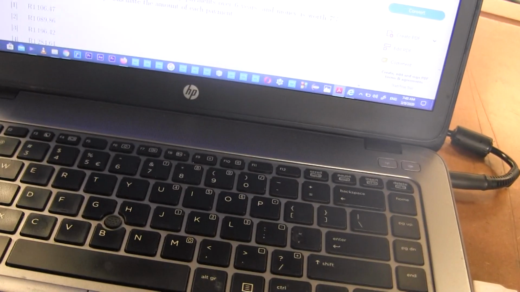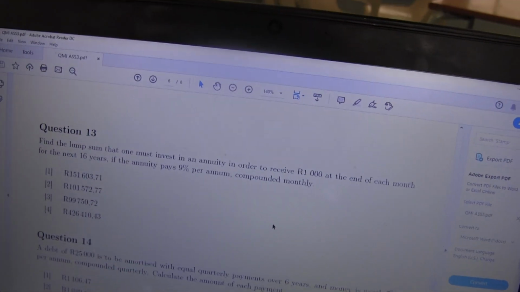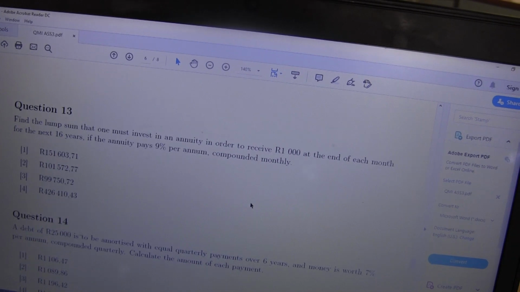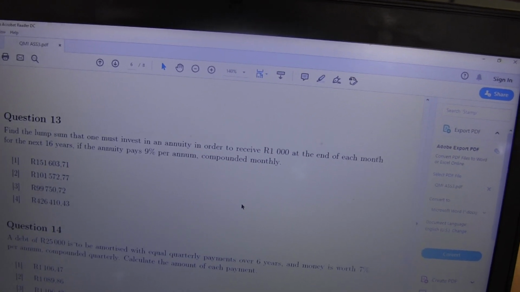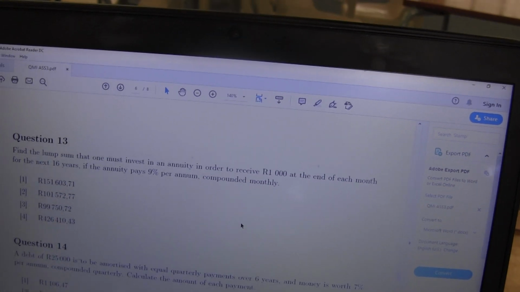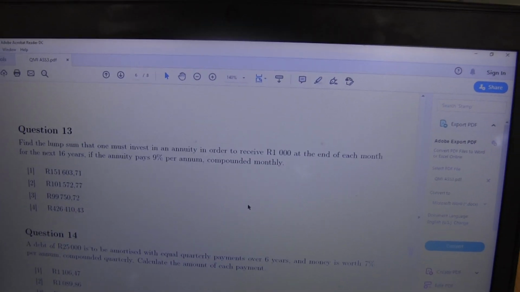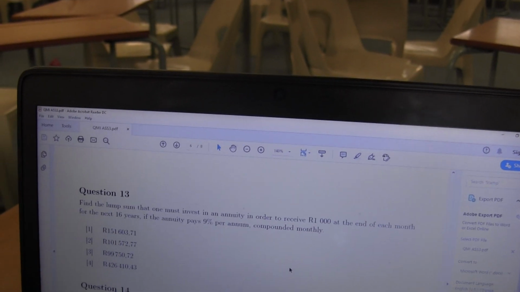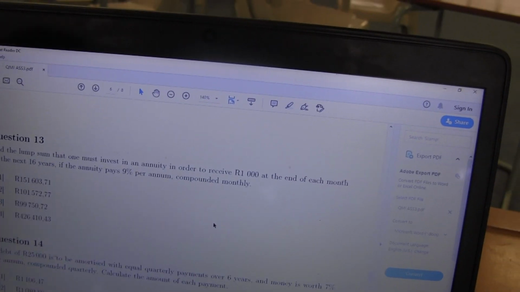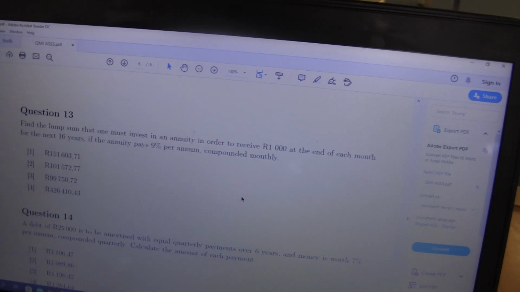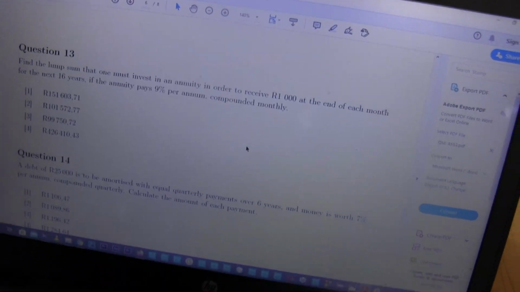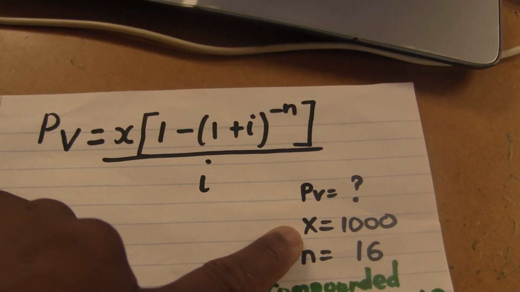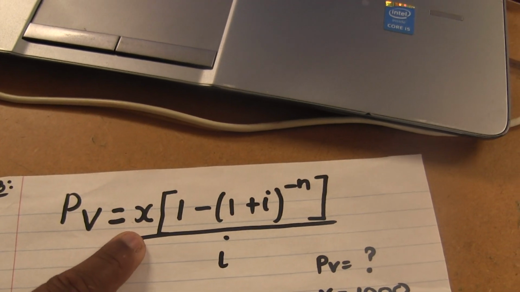Oh my God, question number 13, excuse me, is present value. My apology, this is the present value because you want to find how much you should invest now. How much you should invest means now, how much you should invest. So we're going to use the formula where we have X, because every month you're going to receive 1,000.